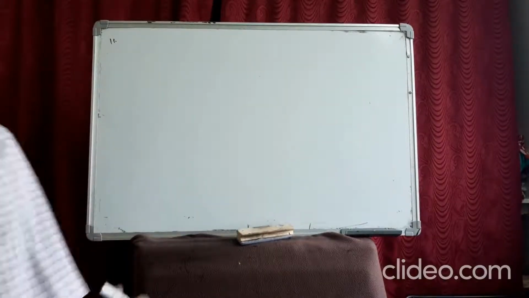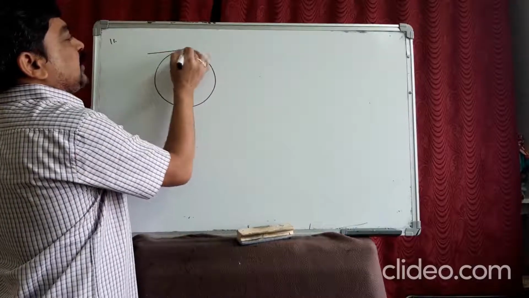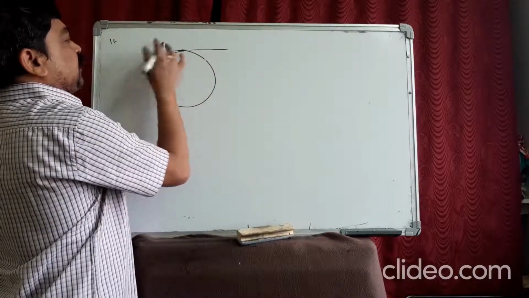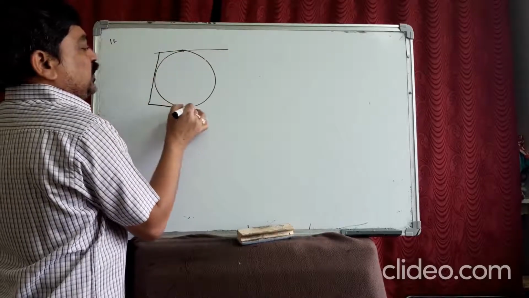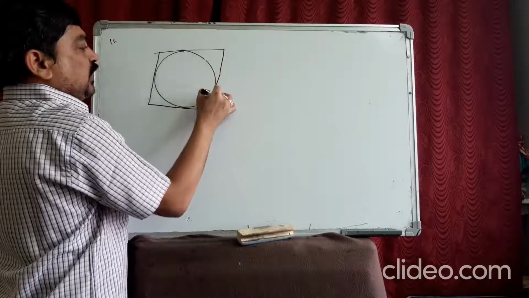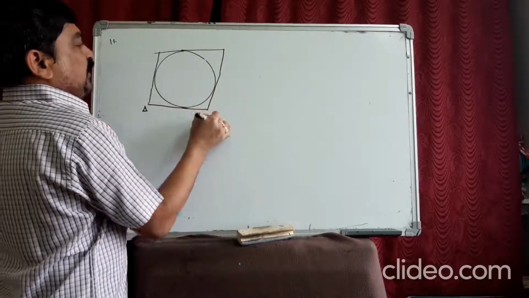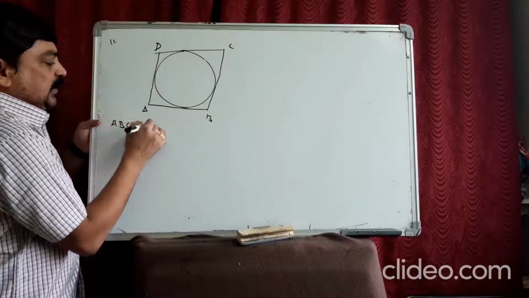See, in the 11th question, what did they say? A parallelogram circumscribing a circle is a rhombus. What is the difference between a parallelogram and a rhombus? Circumscribing means touching all the sides. So ABCD is a parallelogram. Let us assume ABCD is a parallelogram.